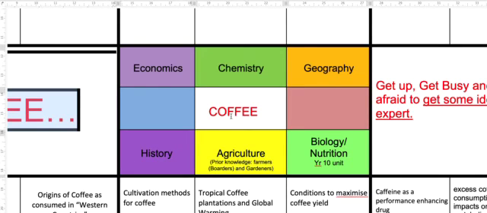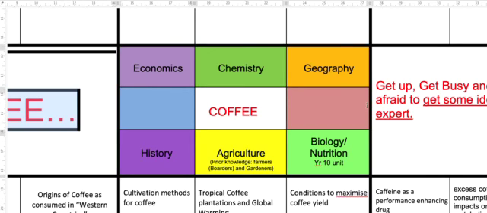So what we've decided is that, for instance, we can look at coffee from what we would call an economic perspective, a chemical perspective, a geographical perspective, a historical perspective, an agricultural perspective, or even, for instance, from a biological or nutritional perspective.